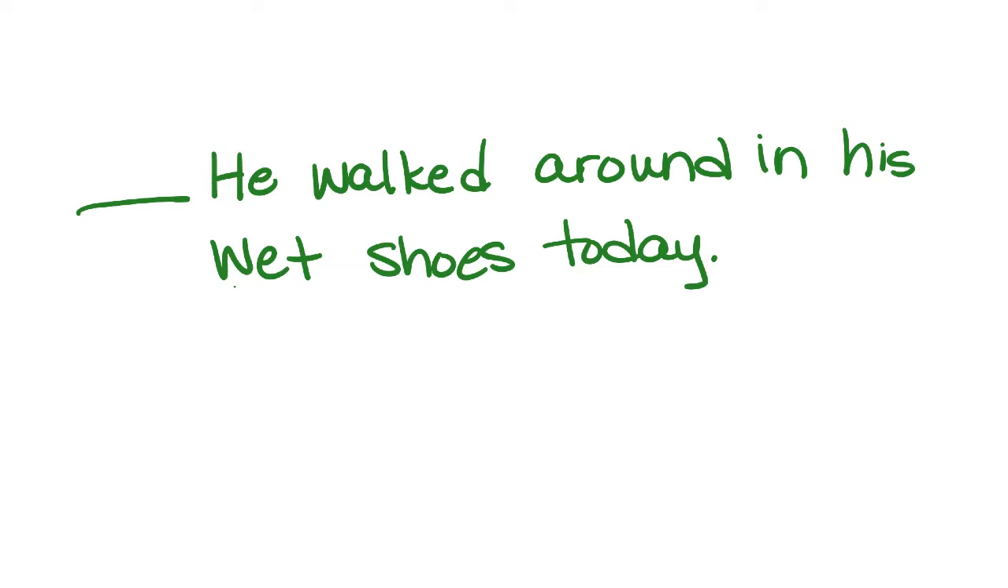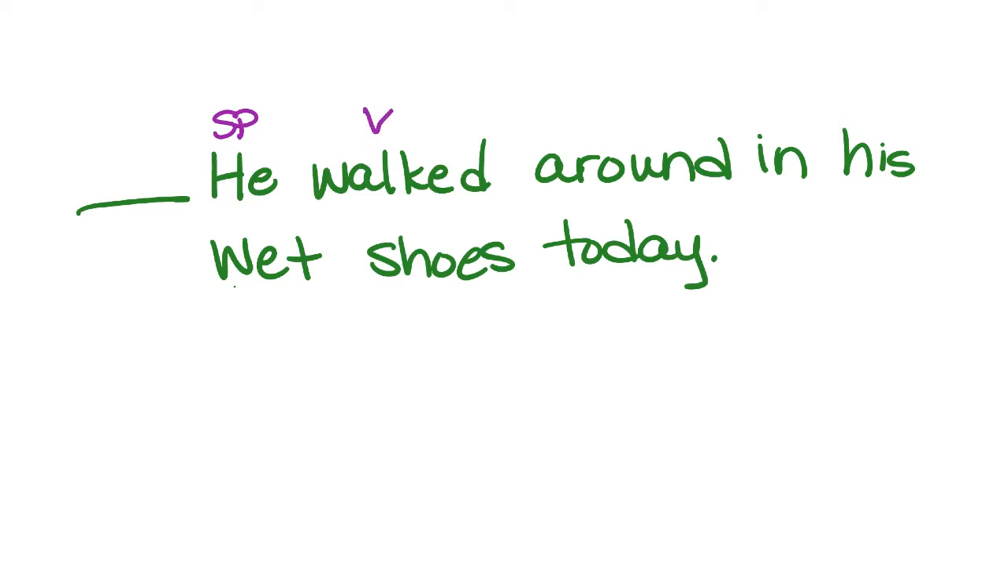All right, let's classify this sentence. Let's start by reading it together. Get ready. He walked around in his wet shoes today. Who walked around in his wet shoes today? He. Subject, pronoun. What's being said about he?